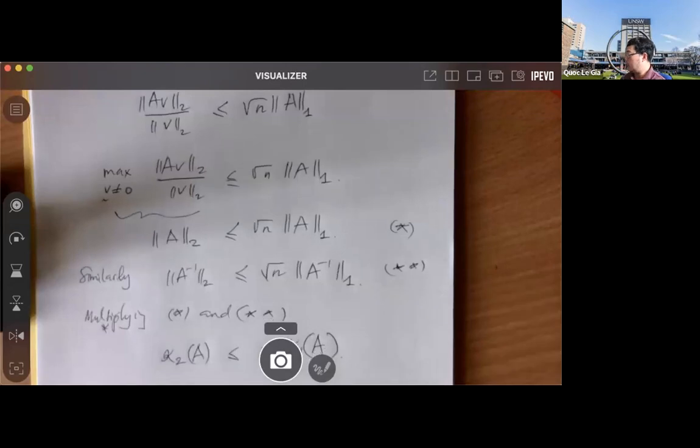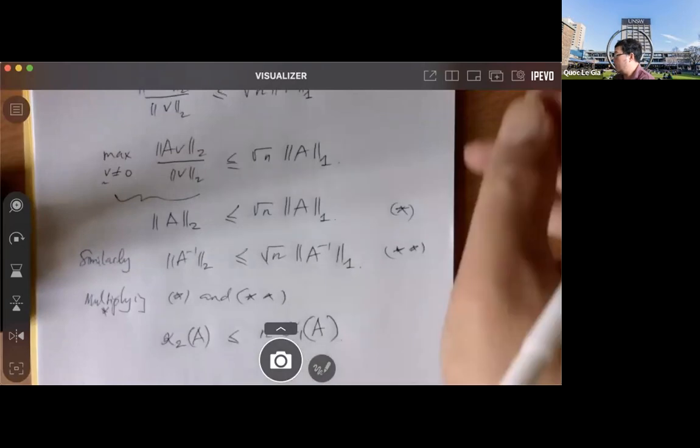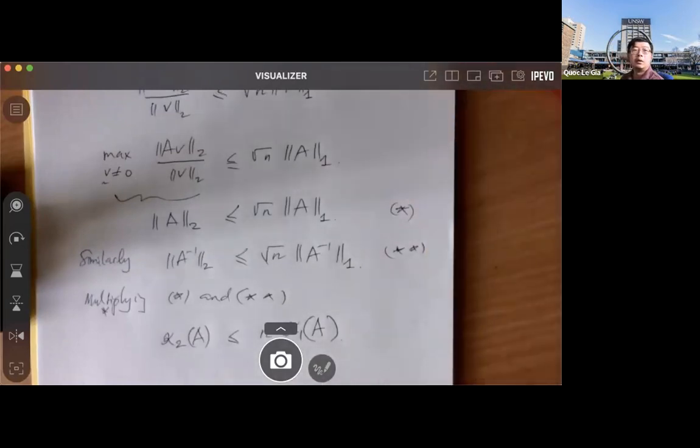So now it is an exercise for you to prove the other inequality. Just use the same trick, but now you have to reverse the inequality. This is only the first inequality. For the second inequality, you have to show that kappa 1 is less than or equal to n kappa 2. So it's an exercise for you to do. Any question about this? Everything is okay?